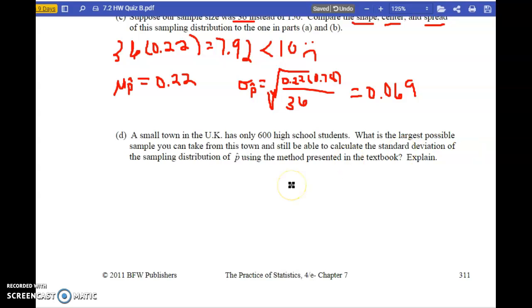Part D, a small town in the UK only has 600 high school students. What is the largest possible sample you can take from this town and still be able to calculate the standard deviation of the sampling distribution of p hat using the method presented in the textbook? So this is saying the 10% condition. If the population is 600, and I want to find 10% of that, that's going to give me 60. So anything bigger than 60 is larger than 10% of the population. So the biggest sample size you could take here and still satisfy that is 60.